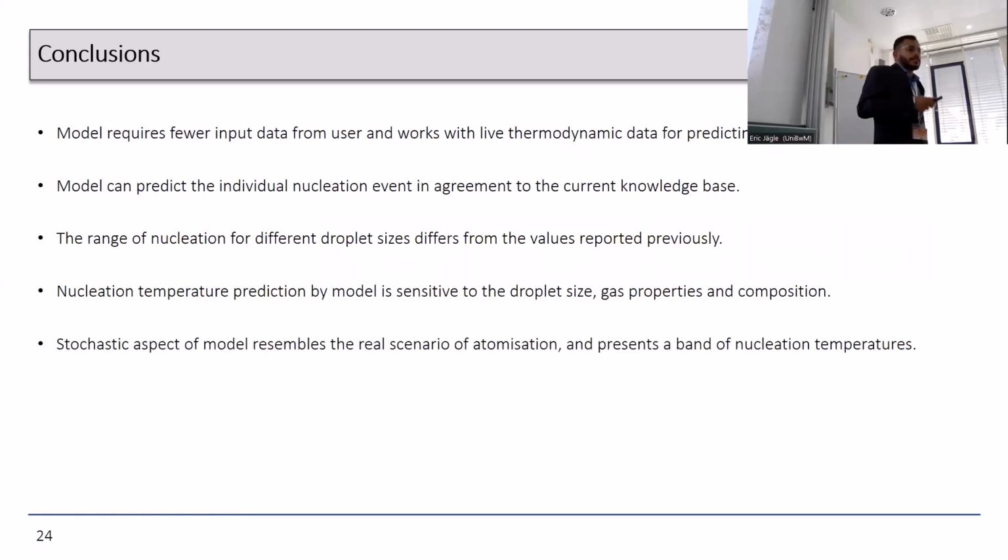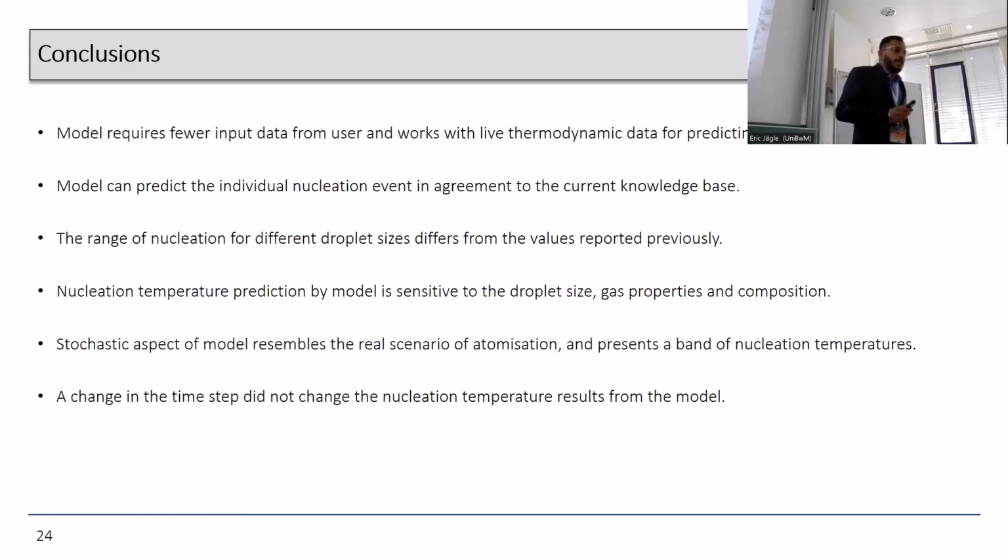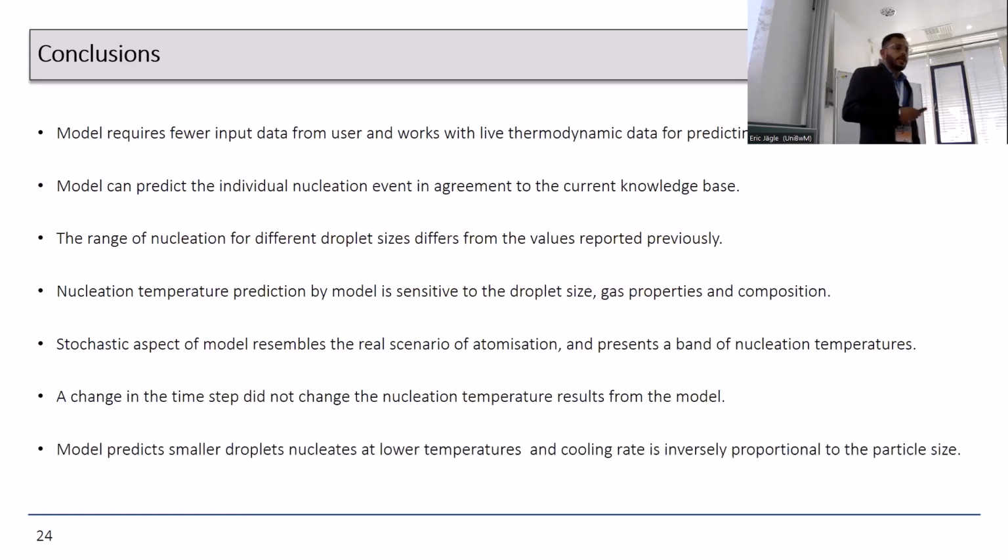The stochastic aspect resembles the real life scenario and presents a band of nucleation temperature, and a change in time step didn't change the nucleation temperature results for the model. The model predicts smaller droplets nucleate at a lower temperature, and cooling rate is inversely proportional to the particle size.